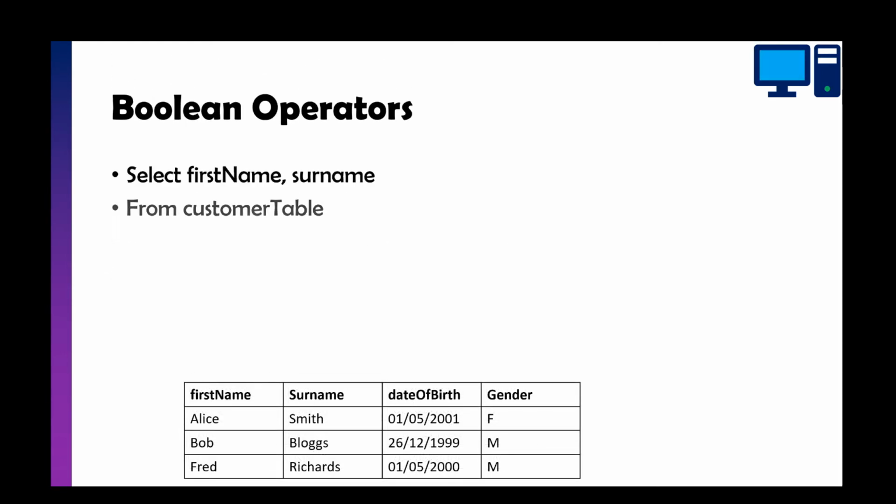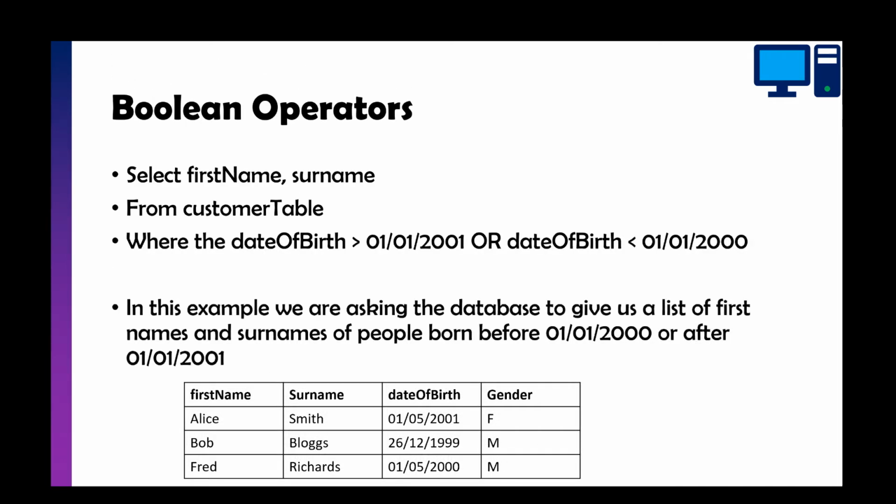So in this one we're going to be using the OR operator. So this one we're asking for the first name and last name of people born before the 1st of January 2000 or after the 1st of January 2001. So it doesn't want people essentially in 2000, so it's going to get Alice because she was born after the 1st of the 1st 2001, and Bob is going to return as well because he was born before 2000, but Fred was born in 2000, so he's not going to meet that criteria. So this one will return two names.